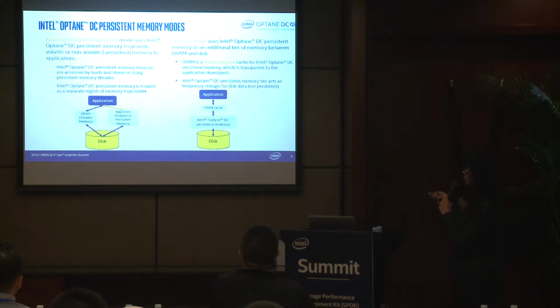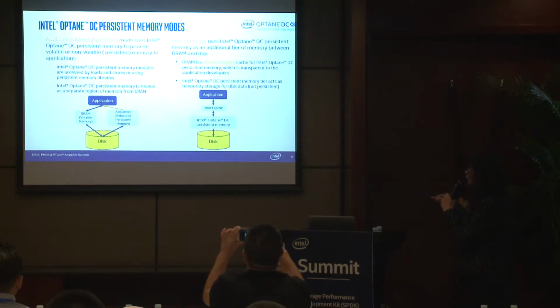So what is memory mode? Here, the persistent memory acts as an additional tier of memory between the disk and the DRAM, which is now a cache here. And this basically means that your memory has extended. It's not just DRAM memory, now you have a larger memory available.